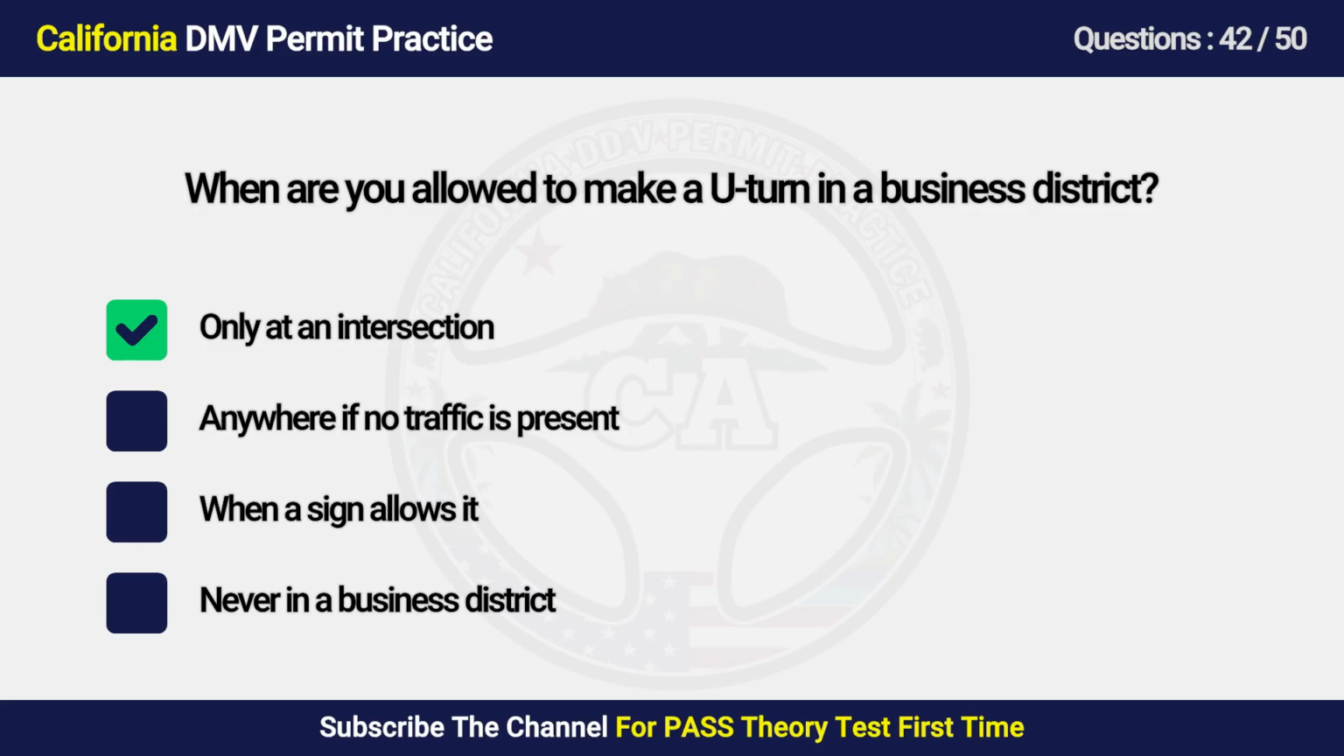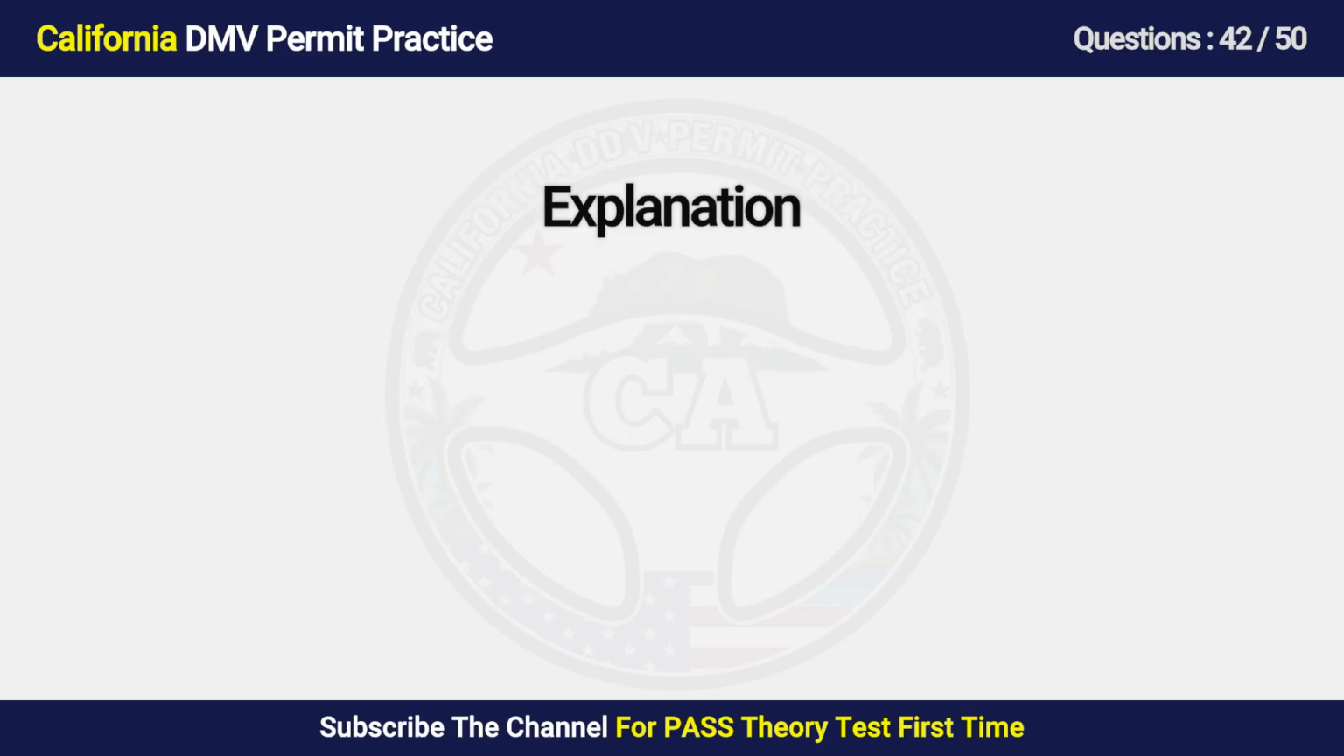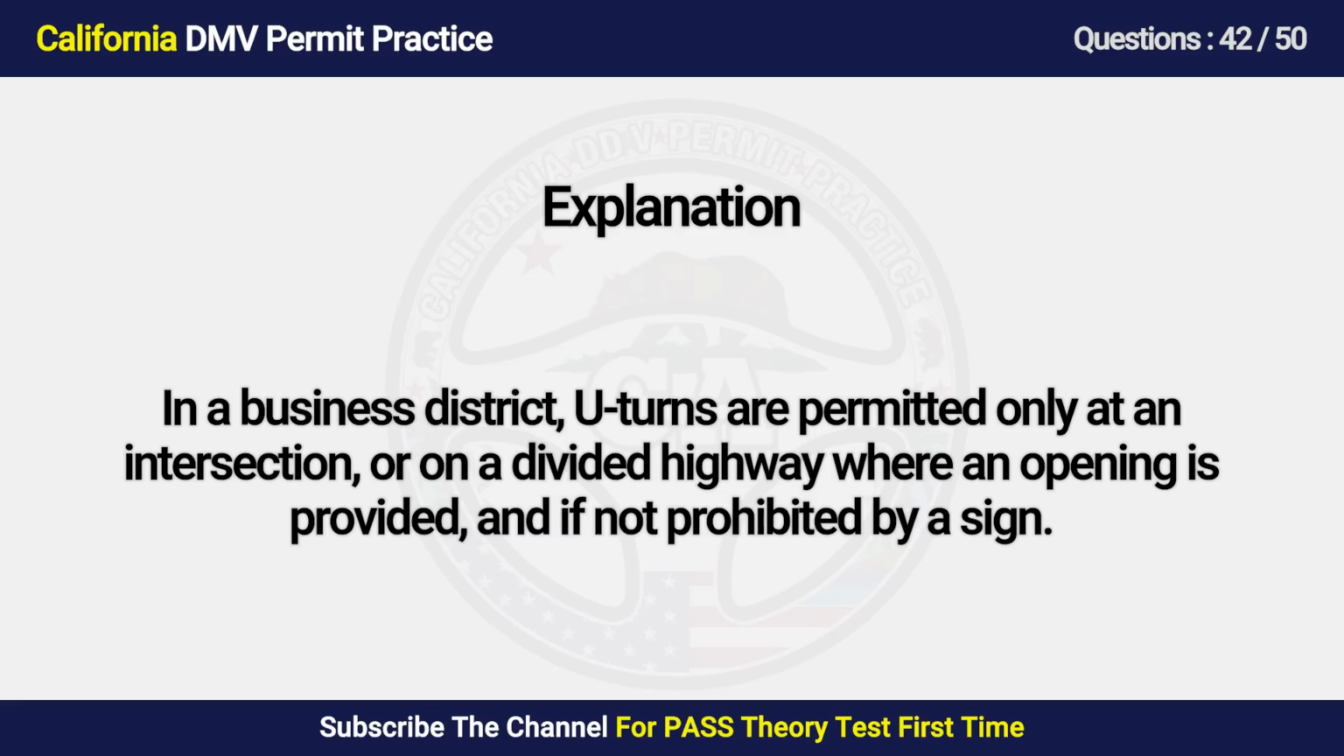Answer is A. Only at an intersection. In a business district, U-turns are permitted only at an intersection or on a divided highway where an opening is provided, and if not prohibited by a sign.